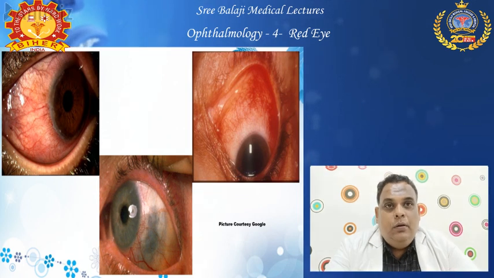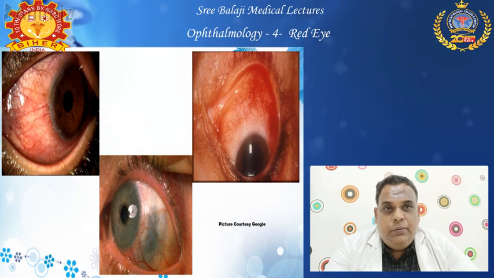The three main causes of red eye are acute conjunctivitis, acute iridocyclitis, and acute angle closure glaucoma. So how do we differentiate them? Based on the symptoms, acute conjunctivitis usually presents with redness, irritation or itching, and discharge. Discharge is a key feature of conjunctivitis. Likewise, iridocyclitis presents with redness, pain, and photophobia. Like discharge for conjunctivitis, photophobia is the key feature for iridocyclitis.